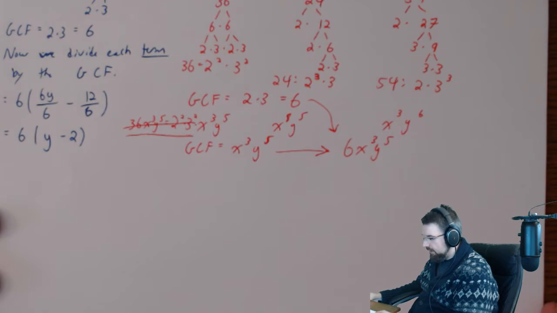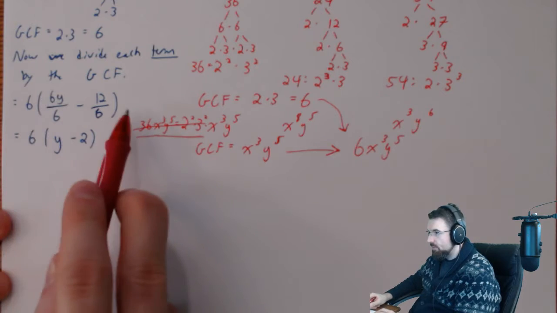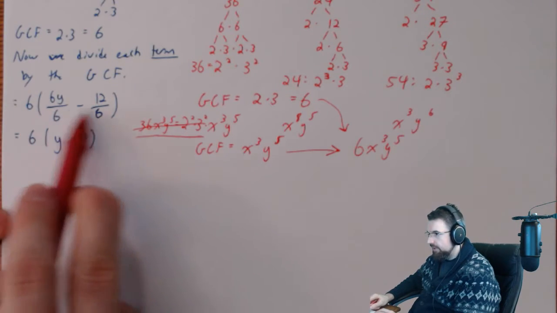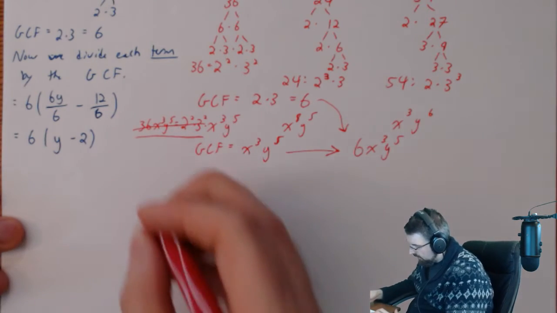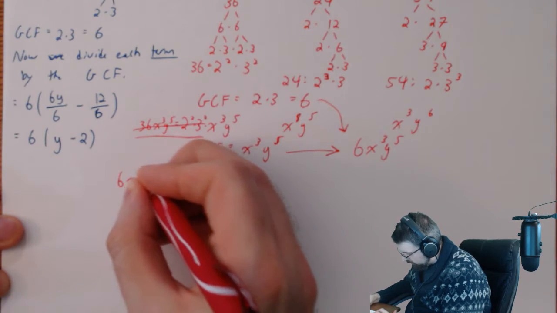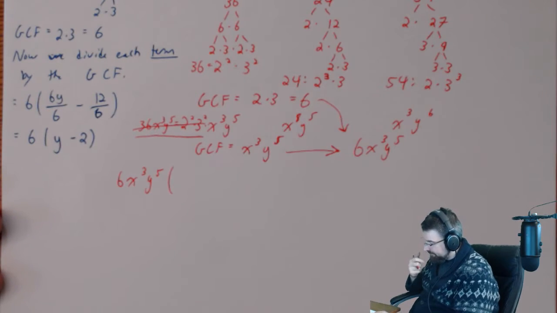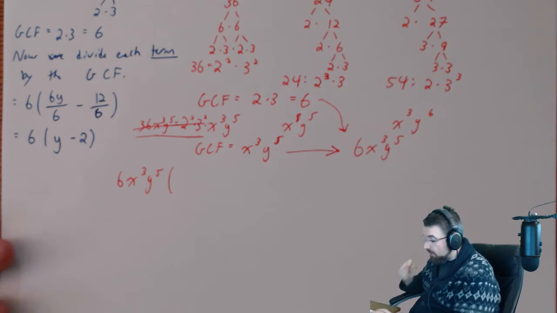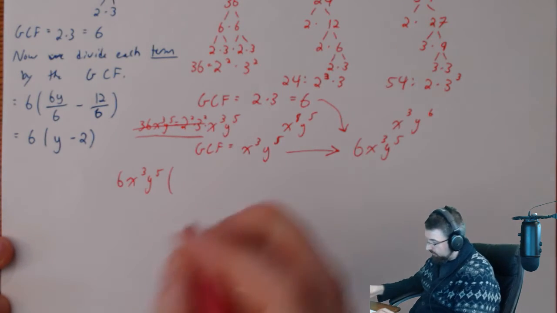So now we're going to do the same sort of deal we did over here. Notice over here what I did is I opened up a bracket, right? I put the GCF outside, and then inside I did each term divided by the GCF. So I'm going to do that same thing here. My GCF is 6x cubed y to the 5, and that's going to go outside a bracket. Again, this step isn't one that you necessarily need to write down, but I'm going to write it down here now to show you clearly how this is working.